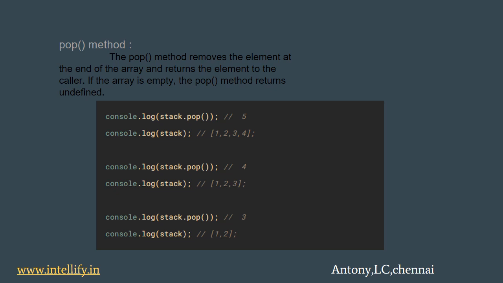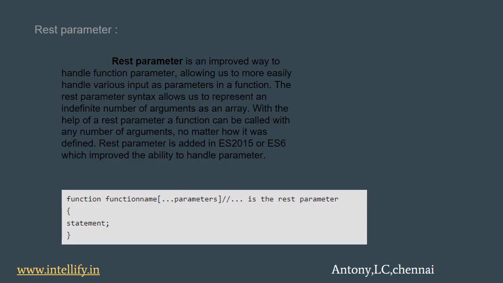The last element we entered is 5, so 5 is at the top. So we are removing 5, next 4, next 3, next 2. Similarly, all numbers will be removed using the pop method. So when no element is in the array, it returns undefined. So this is what the pop method is all about.